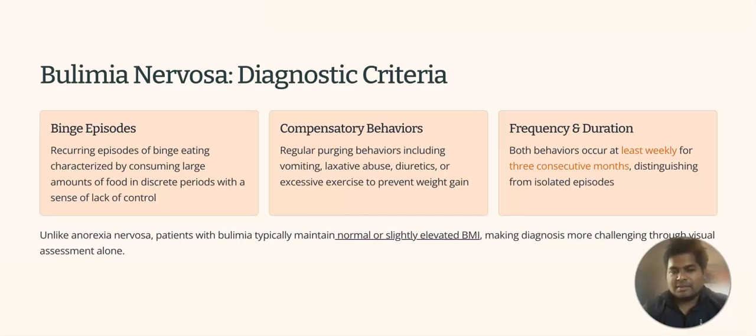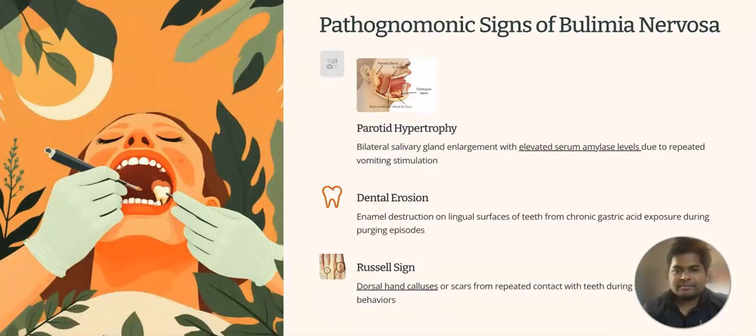Now the next topic we'll be studying is binge eating behavior. In this, the person eats a large amount of food in a discrete period of time, but they do not have any compensatory behaviors. So we have to understand the differences between bulimia nervosa and anorexia nervosa, basically based on BMI, and between bulimia nervosa and binge eating behavior, basically because there won't be any compensatory behaviors in binge eating behavior, okay?